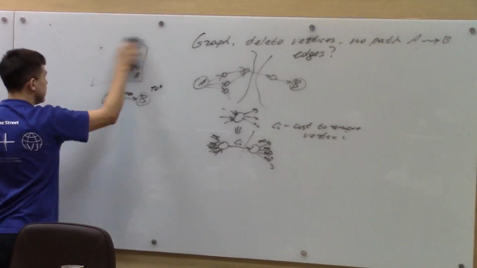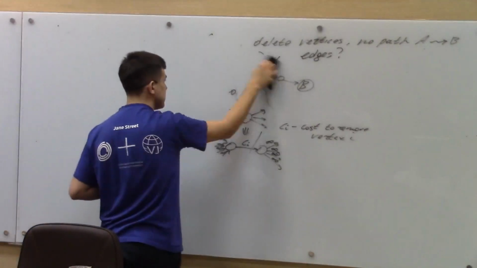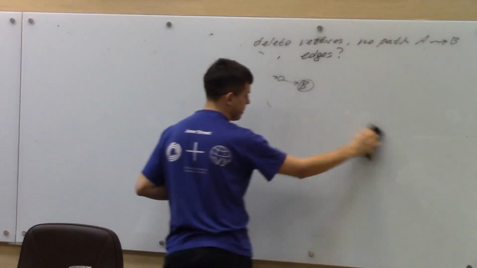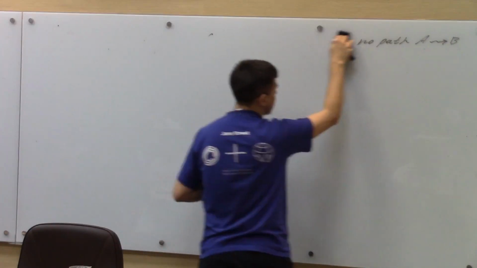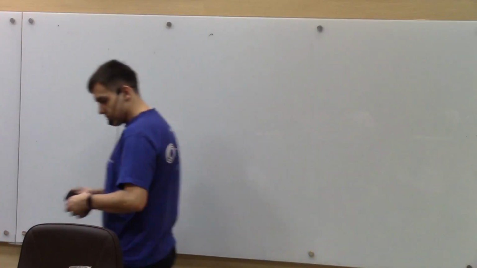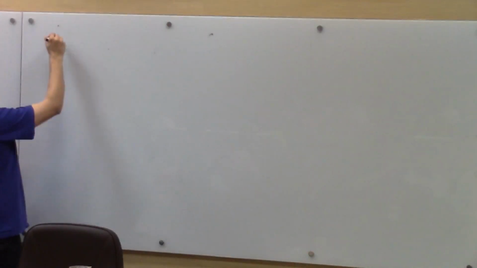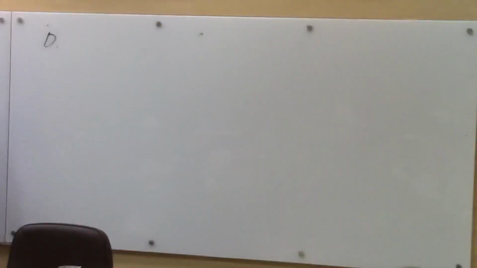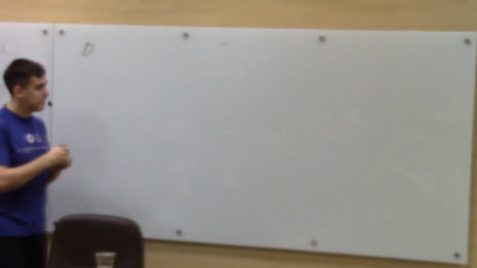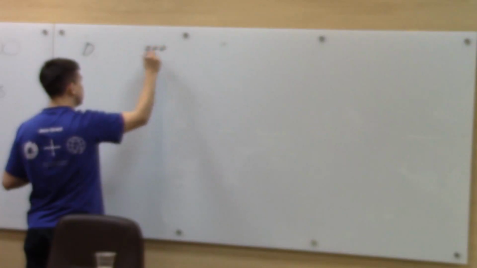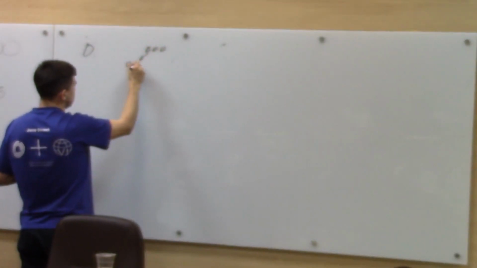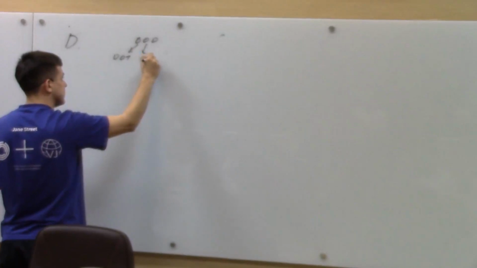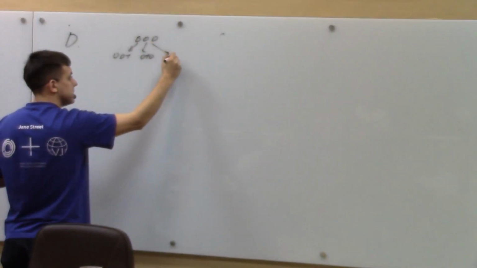Okay, problem D was about monotone Boolean functions. Okay, so what is a monotone Boolean function? Well, if we draw a graph or a hypercube, so for example, 0,0,0, 0,0,1, 0,1,0, 1,0,0.